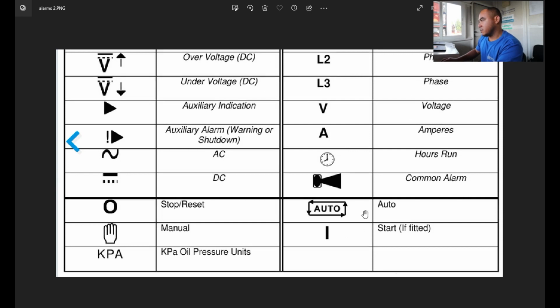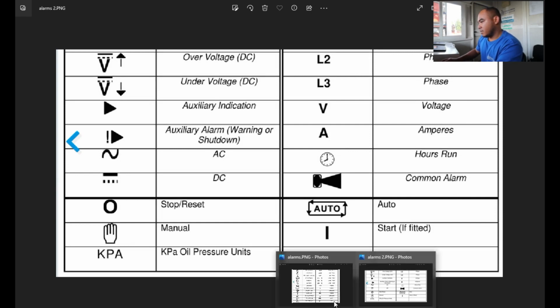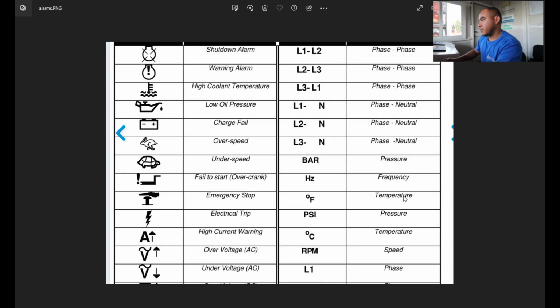Okay, so let's look here. I can also show you the other side. This one also pops up on your module. This one is line to line. If you see line to line, line to neutral, these are the voltage outputs. So line to neutral, line to neutral, line to neutral. This bar is the pressure. This one is the hertz, this one is degree Fahrenheit, and this one is PSI.